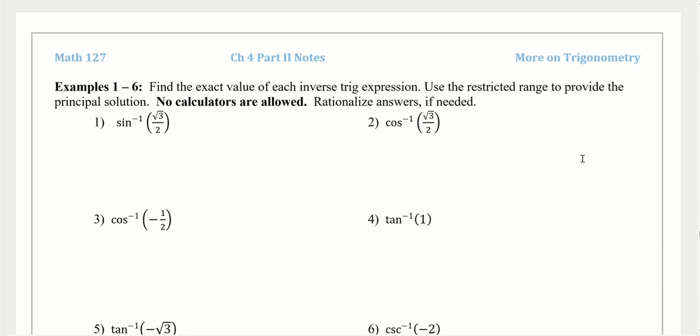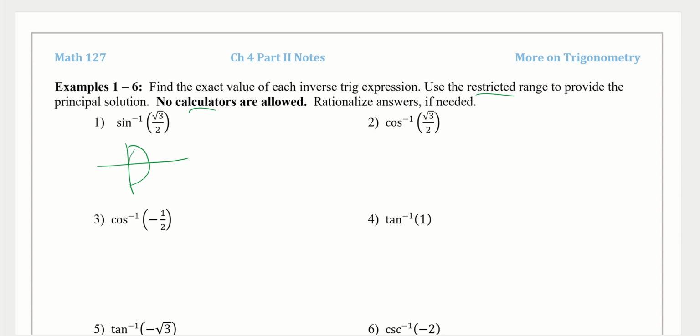Okay. So it says find the exact value of each inverse trig expression. Use the restricted range to find the principal solution. So no calculators on this one, and then rationalize if we need to. So what we're going to do is think of our restrictions: sine is from negative pi over 2 to pi over 2, so it's going to be somewhere within there. Since sine is positive in the first quadrant, it needs to be somewhere up here.